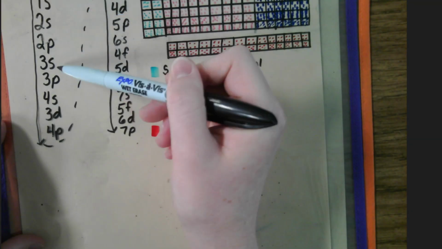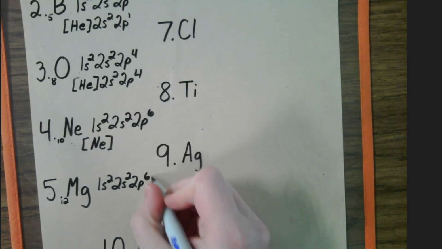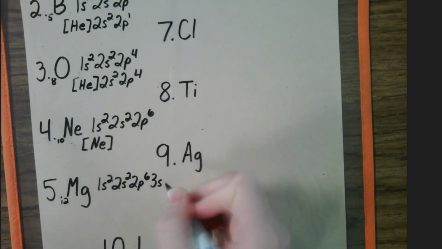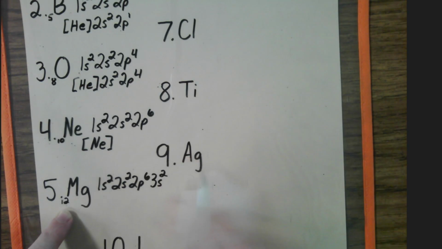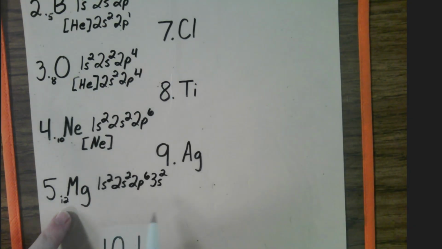So if we're looking here, we've just gone to here. The next one is 3s. So then we're going to write 3s, and we just need 2 electrons. Luckily enough, this one can hold 2. So here's our electron configuration for magnesium.